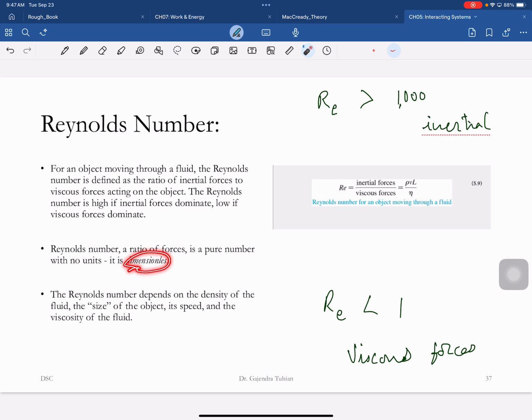It's a dimensionless number. That's force divided by force. It's just a number, and it has no units. And by the way, in this formula, rho is the density of the fluid you're moving in. V is your speed. L is roughly your dimension. And again, you don't have to remember these formulas. Eta is the viscosity of the fluid. So it depends on the density, size of the object, its speed, and viscosity of the fluid.